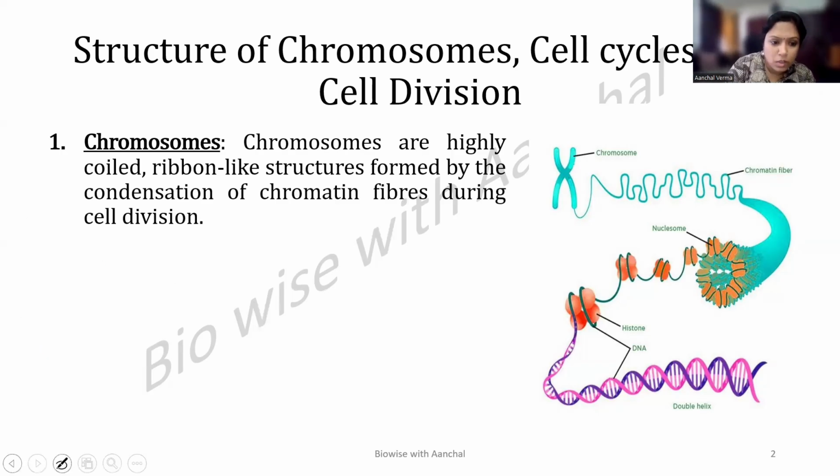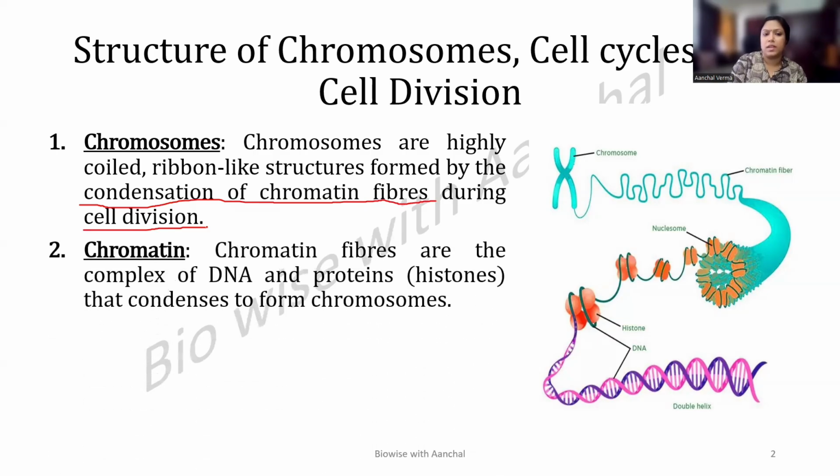Chromosomes are highly condensed, coiled, ribbon-like structures formed by condensation of chromatin fibers during cell division. This is very important. Chromosomes are not visible all the time. They appear only during cell division, when they condense.